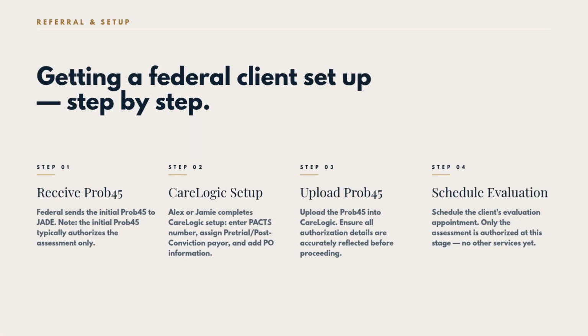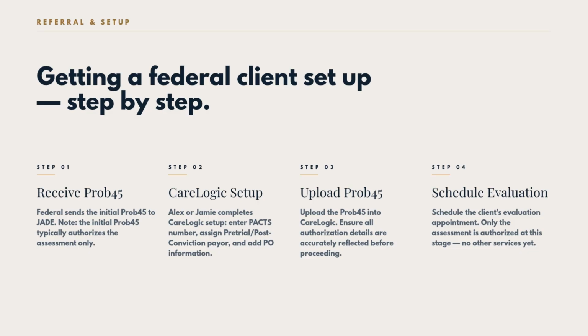So the federal workflow begins with the Prob 45. Federal typically sends the initial Prob 45 to JADE administration. The Prob 45 tells us whether the client is on pretrial or post-conviction. It provides the client's PACS number, identifies the probation officer, and tells us exactly which services Federal has authorized. Alex and Jamie complete the initial administrative setup in CareLogic, and this includes entering the PACS number, selecting the correct federal payer, entering the probation officer's information, uploading the Prob 45, and scheduling the evaluation.